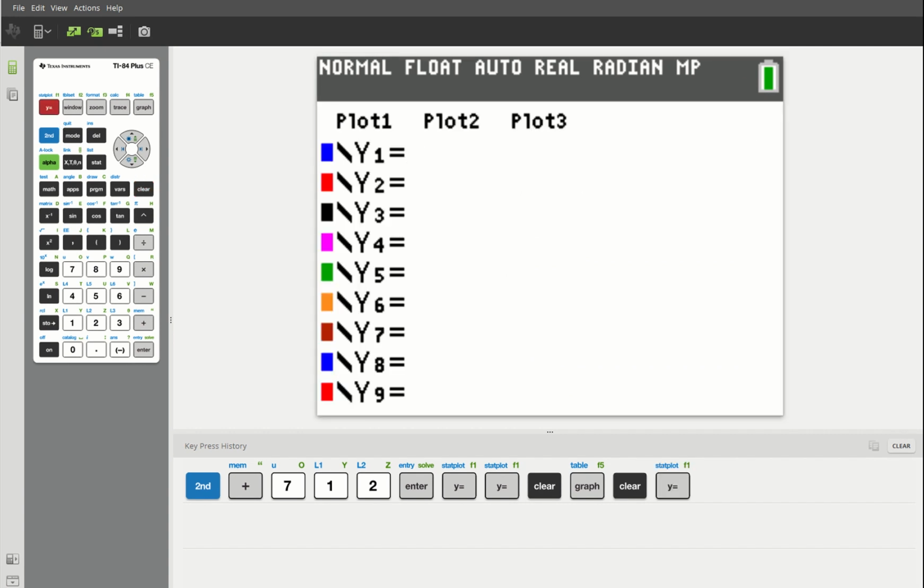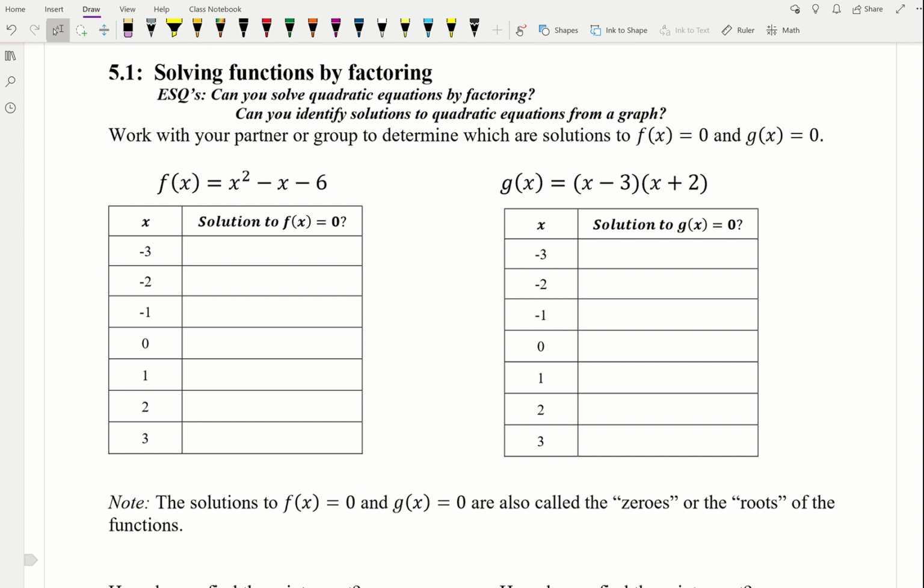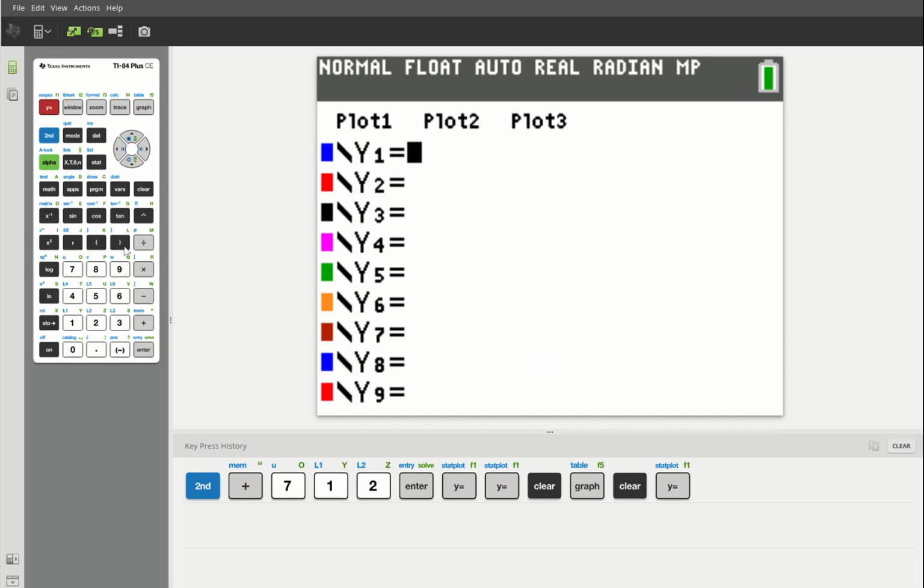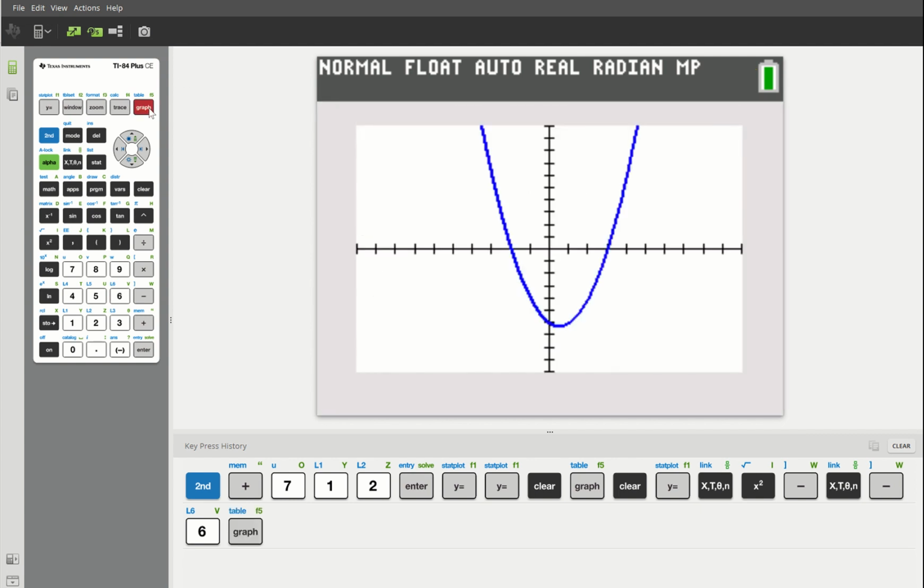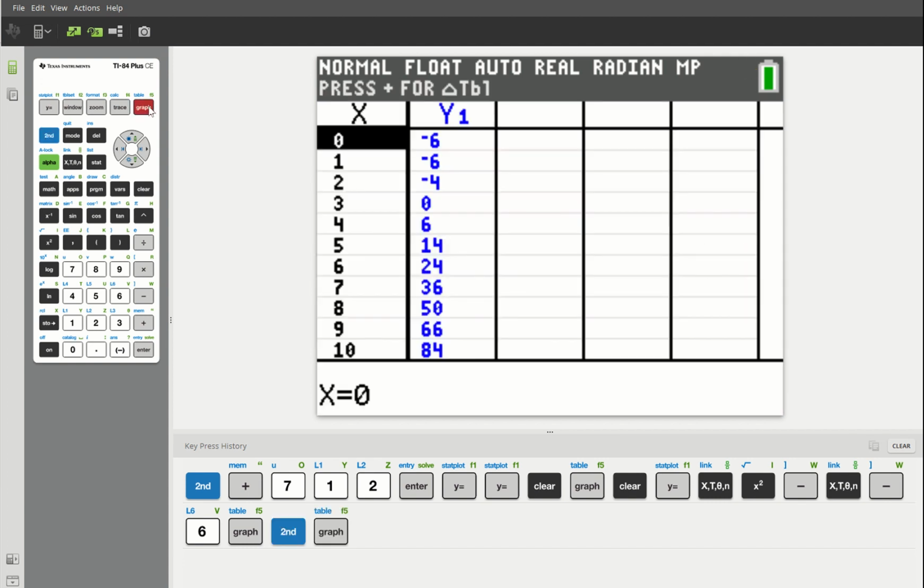So that first function, if we type the function in as if we were going to graph it, we've got x squared minus x minus 6. So we're going to go ahead and go x squared minus x minus 6. And if we wanted to graph the function, we could just hit the graph button. But if you look above where it says graph, there's a table feature. So if we hit second graph, it'll actually give us a table of values.